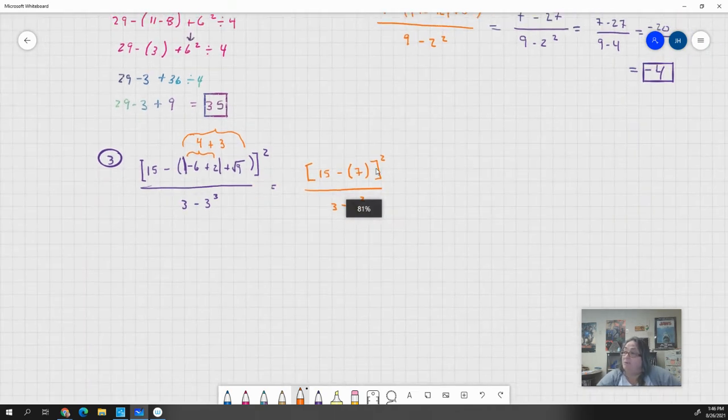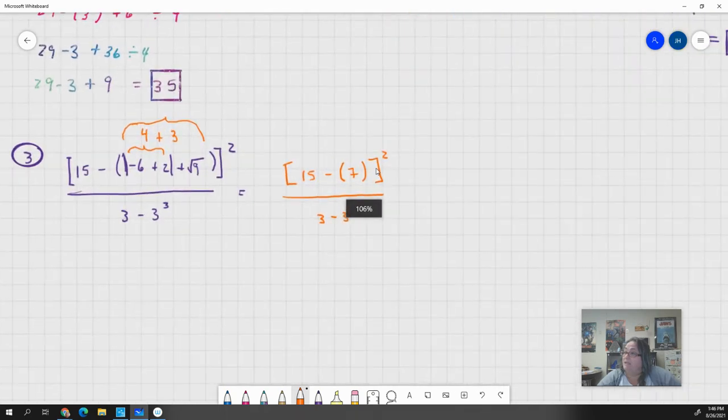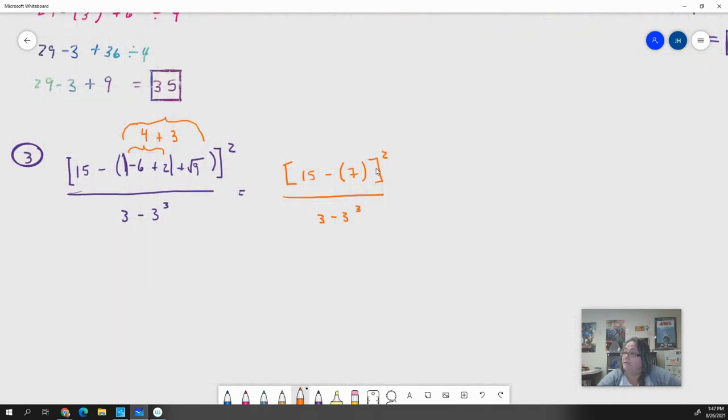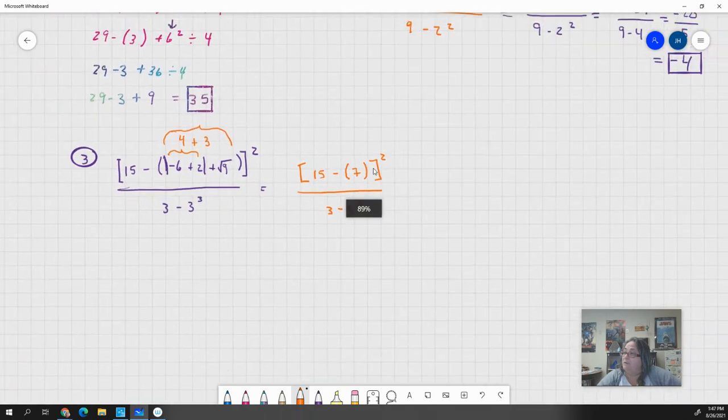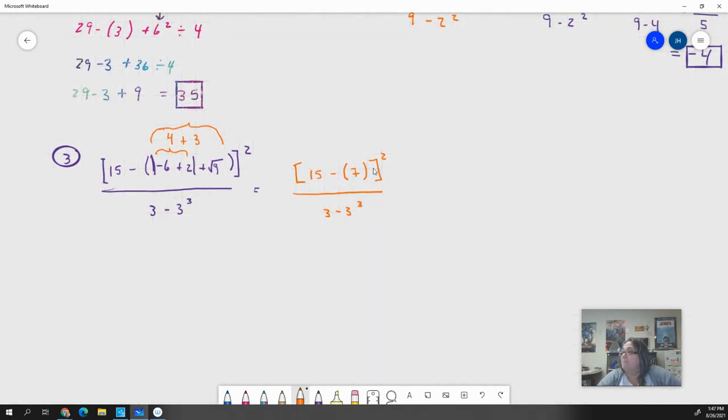And so I still have to deal with what is inside this. So the first thing we're going to do is look at this 15 minus 7 because it is still within a bracket, right? We dealt with everything in this bracket. All we were left with was 7. Now we've got to deal with this part of the bracket. So 15 minus 7 is 8. And we're talking about 8 squared. And we'll still deal with 3 minus 3 cubed.